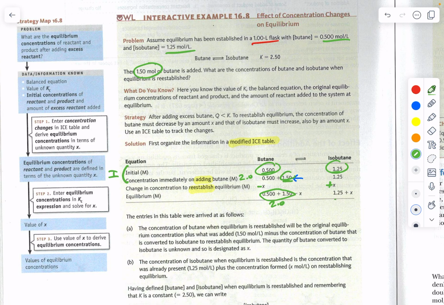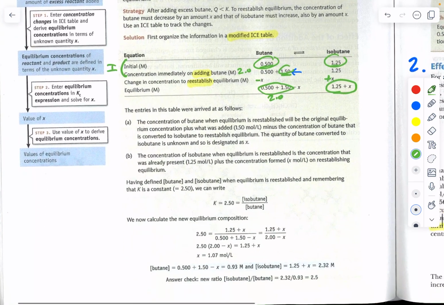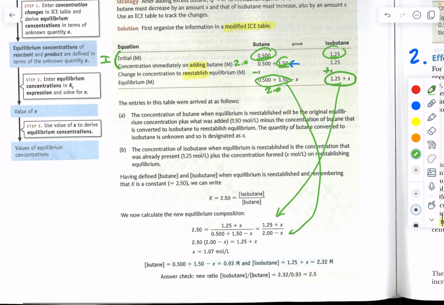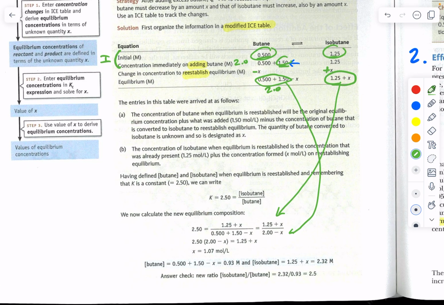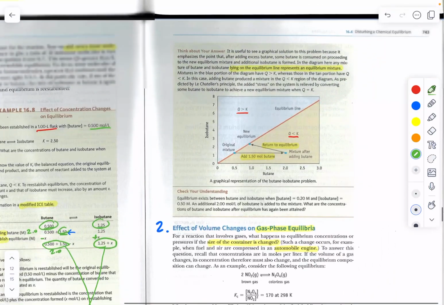And we have 1.25 plus X over here. And then when we go to write our equilibrium expression, this comes down there, and this comes down there. And now we can solve this equation for X, and then we can plug it back in there, and plug it back in there to get the molarities that are now at equilibrium.